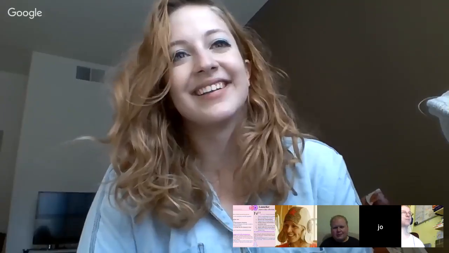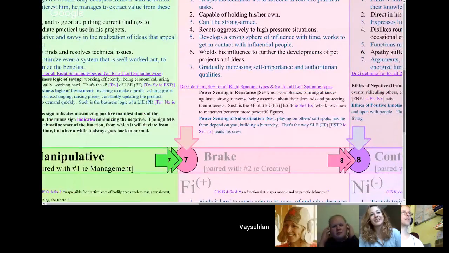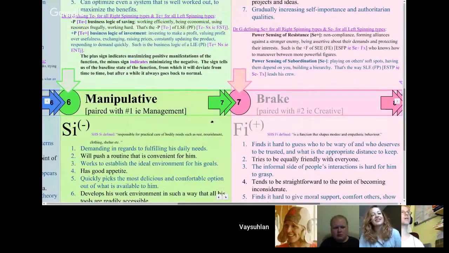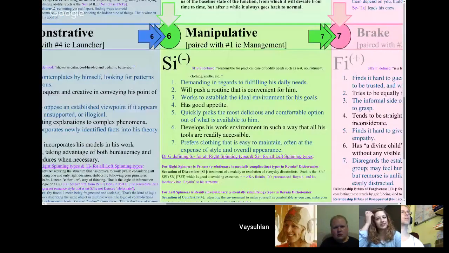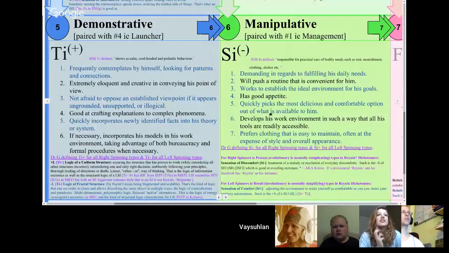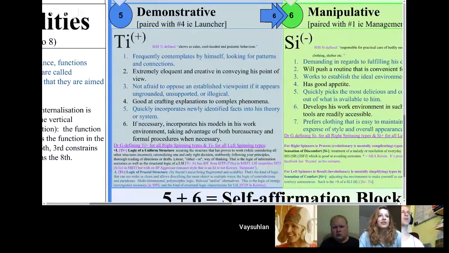Right. So if we go to the internalities. All right. So we've got the rider-horse metaphor. Who was it who said that they liked that metaphor? I can't remember.